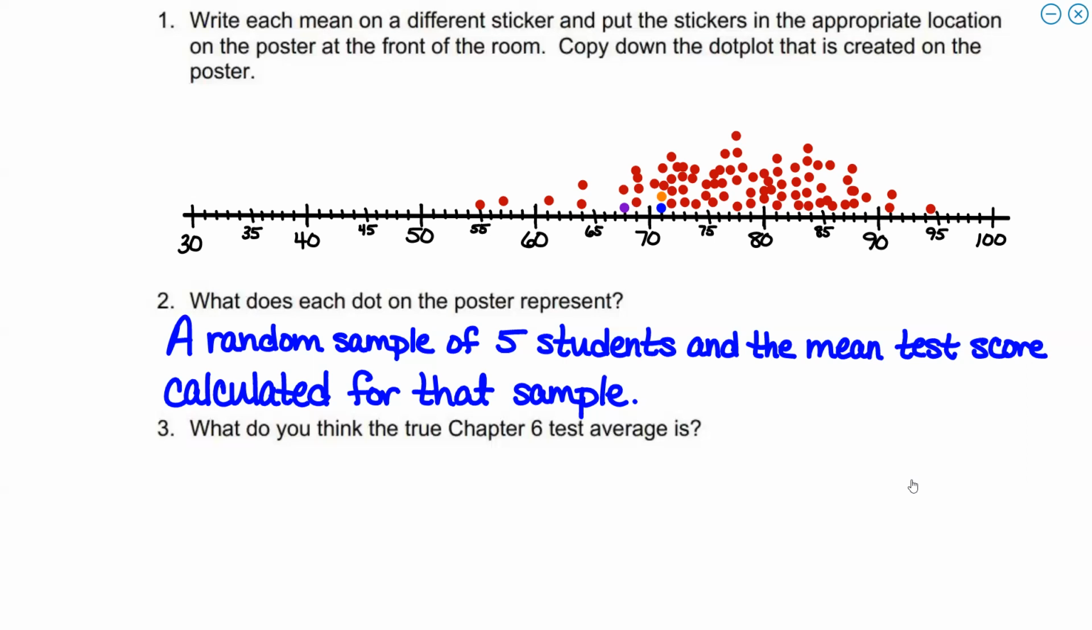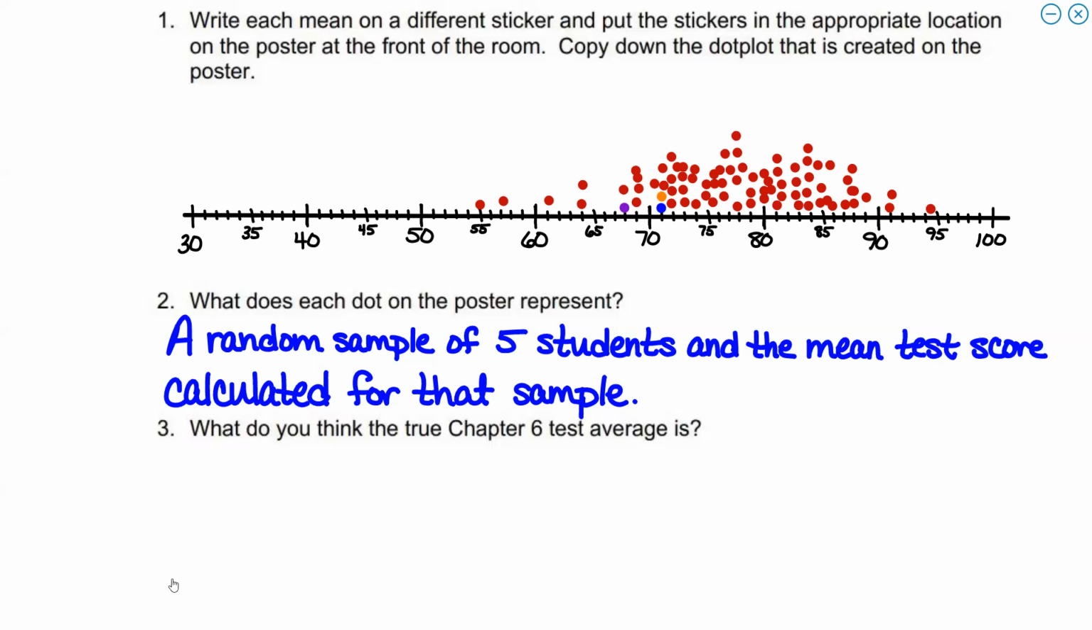A sampling distribution shows the means calculated from all possible samples of size 5 from the population. Is this dot plot here a sampling distribution? Remember, a sampling distribution shows the means calculated from all of the possible samples of size 5. Is our dot plot a sampling distribution? No, why not? There's not every single one.